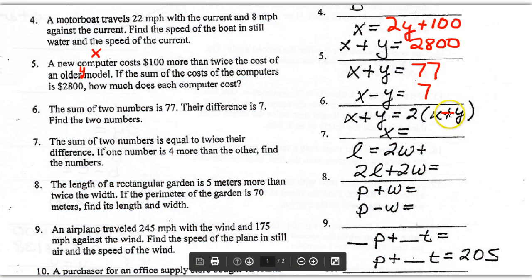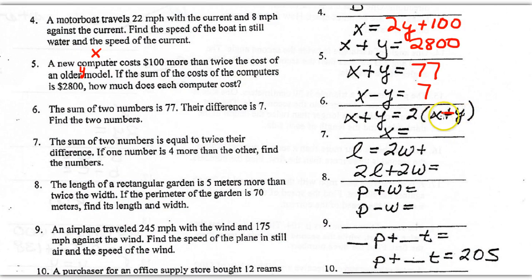And I spotted a little error there, so this should be negative, their difference. Yeah, apologize for that.